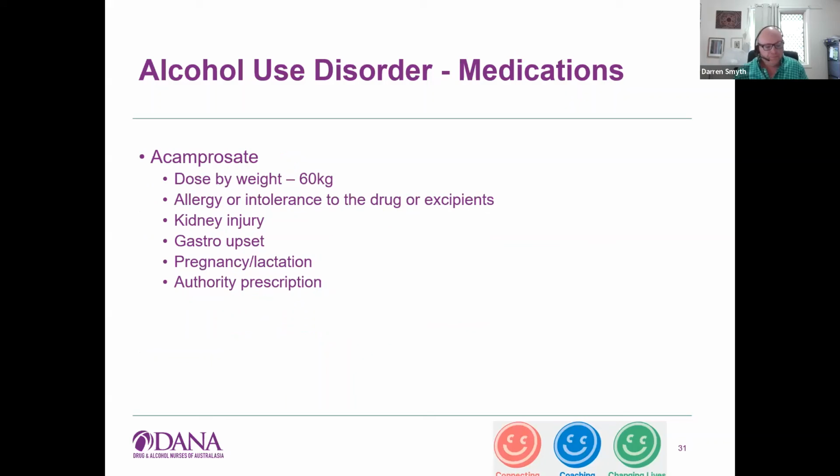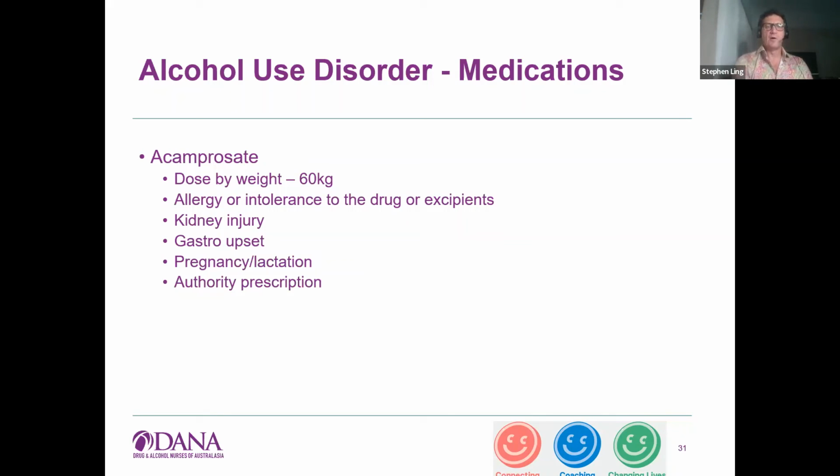If we look at medications for alcohol use disorder, there are really 3 medications that are widely used. Acamprosate is a drug that assists some people with their thoughts about drinking. It doesn't work for everyone. It doesn't stop the thoughts altogether. The dose of acamprosate is by weight, 60 kilograms. Patients under 60 kilograms, the dose should be 1 tablet twice a day and 2 once a day. For patients who are over 60 kilograms, it's 2 tablets 3 times a day.